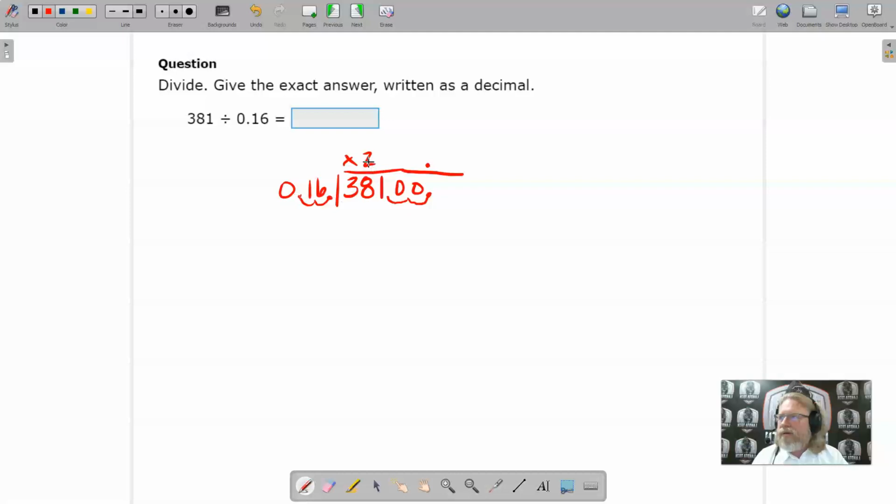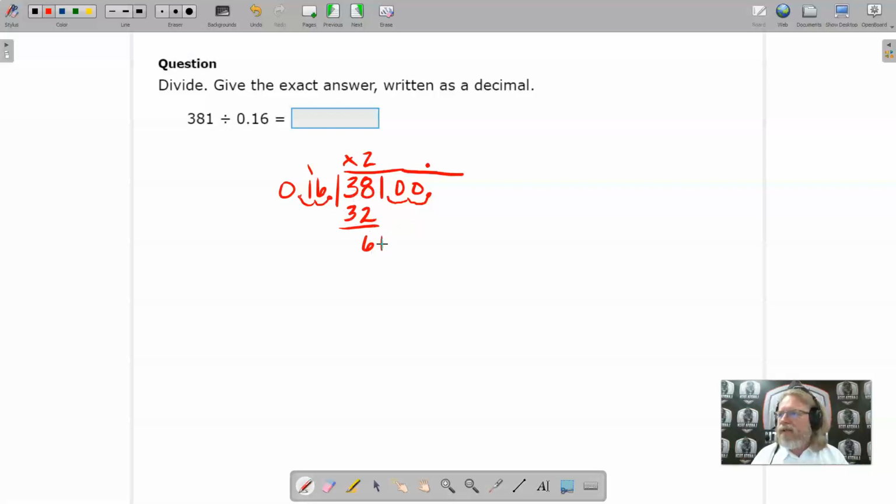16 times 2, or let's do this. 2 times 6 is 12. Carry the 1, and 2 times 1 is 2, plus 1 more is 3, so we get 32. And 8 minus 2 is 6, and 3 minus 3 is 0. So let's bring down that 1.